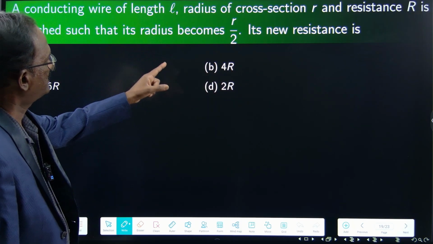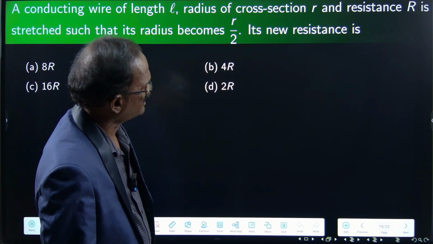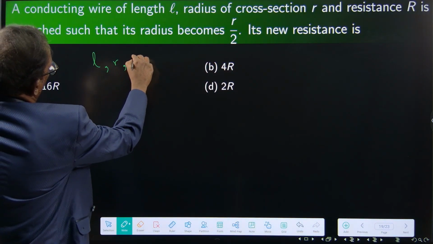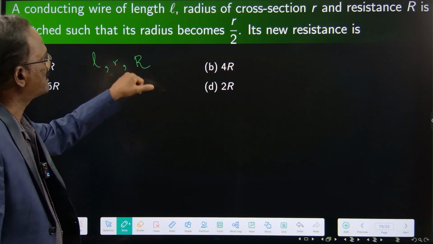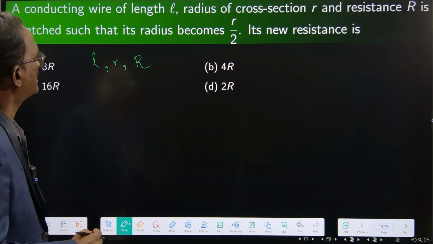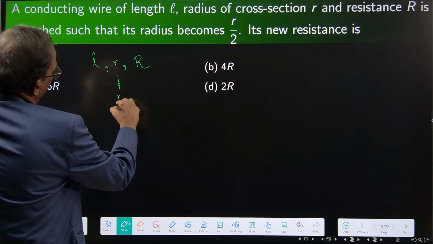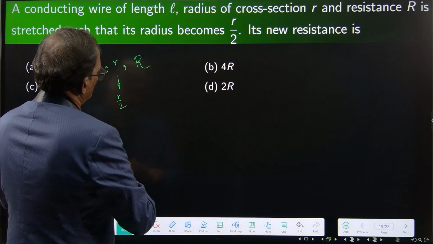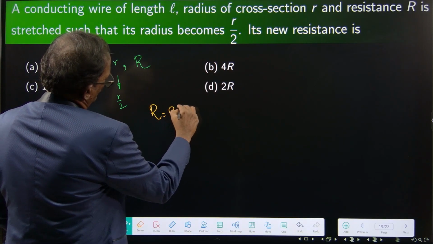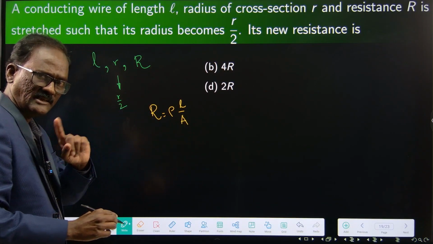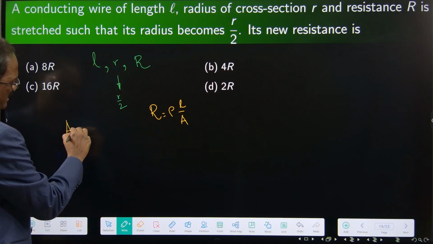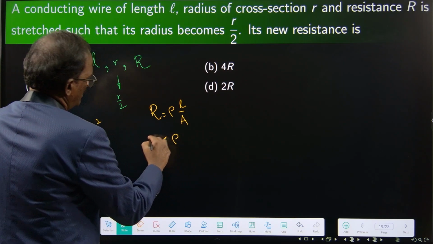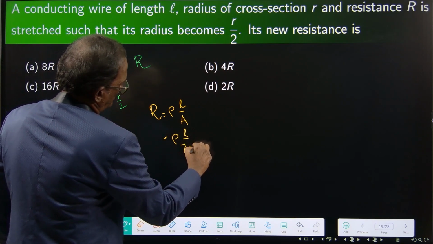A conducting wire of length L, radius of cross section r and resistance R. L, small r, this is radius, and this is resistance. Stretched such that its radius becomes r by 2. Its new resistance is what? R is rho L by A. So radius directly affects the area. A is equal to pi r square, so R is rho L by pi r square.